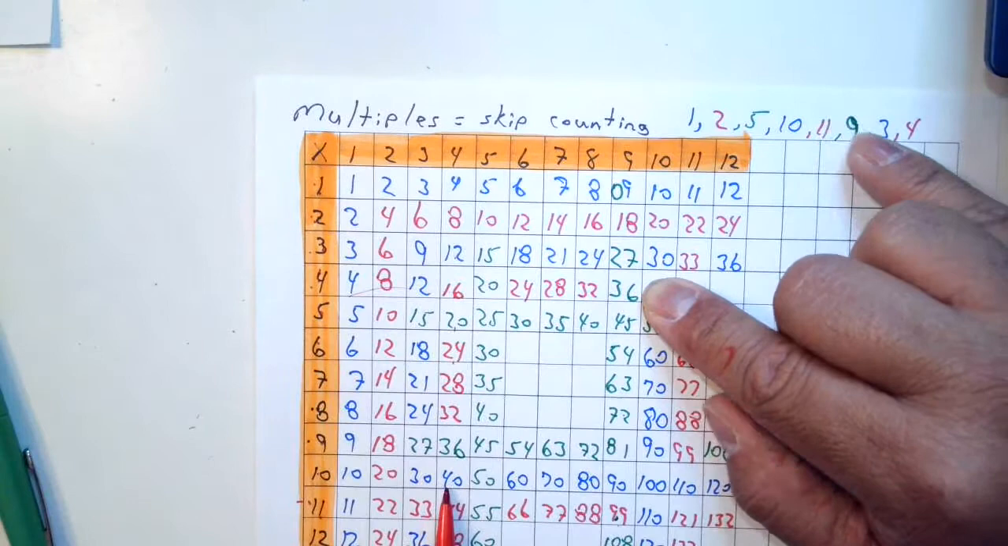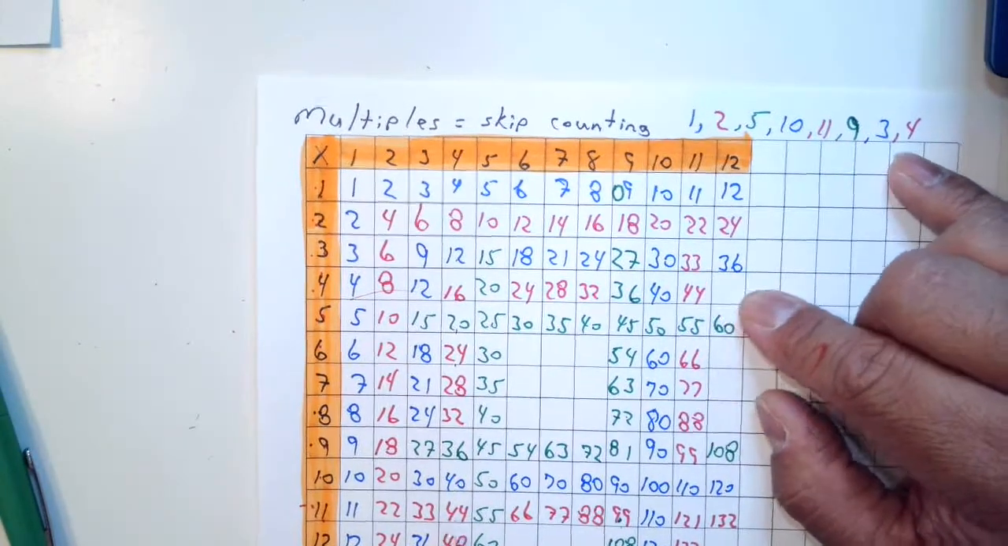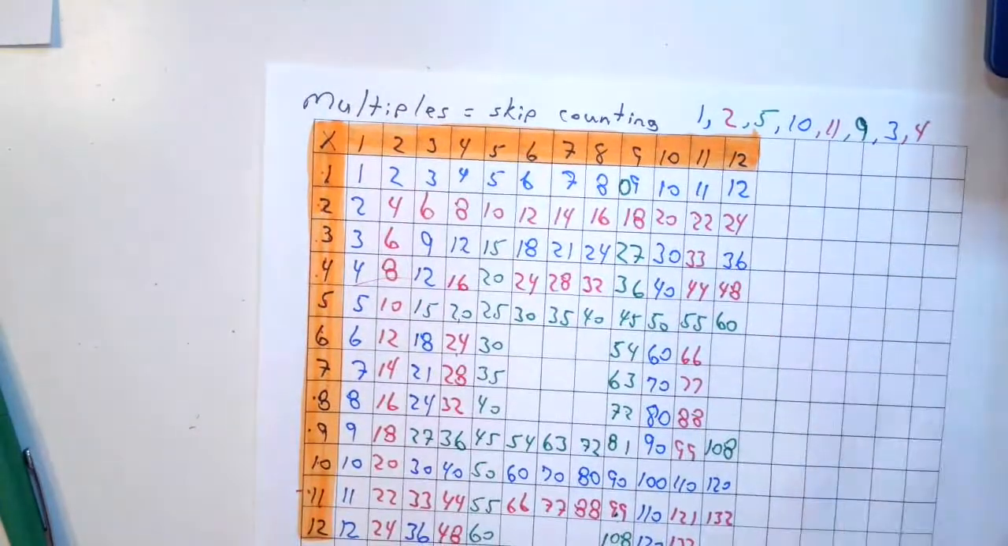36 is already there because I'm doing the 4s. 40, that's there. 44, that's there. 48. See that? Smarter, not harder.